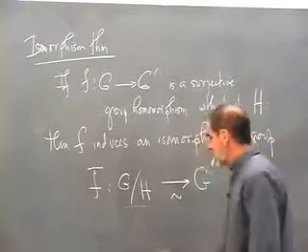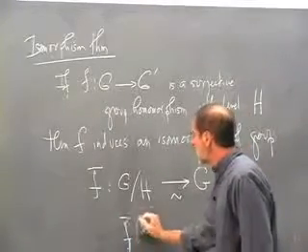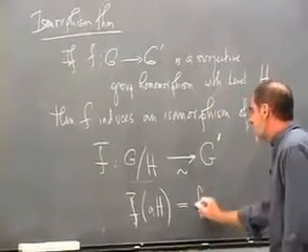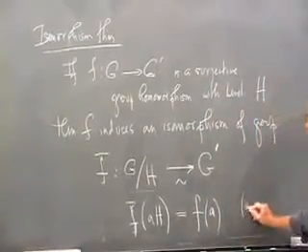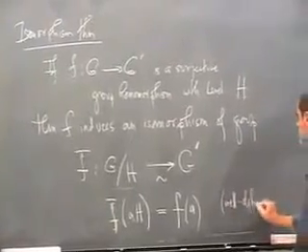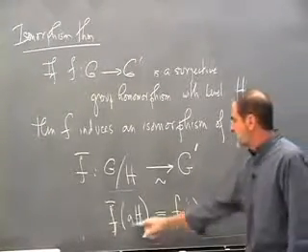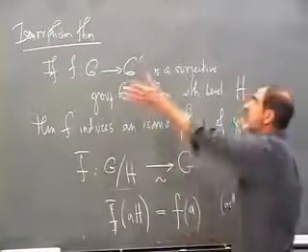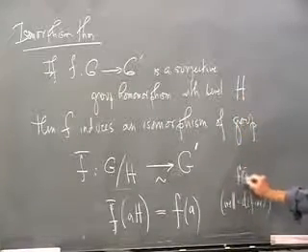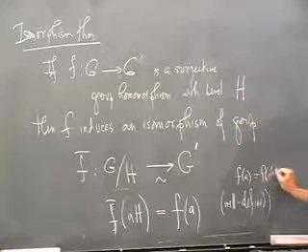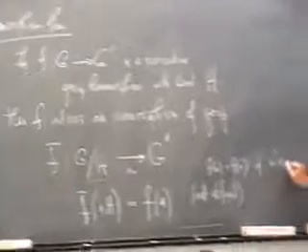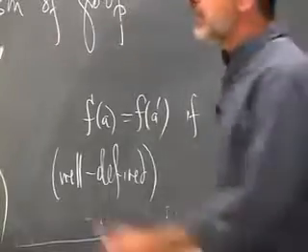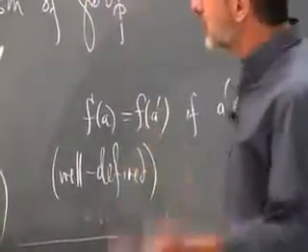And this map, F bar, of the coset AH is equal to, by definition, F of A. And you have to check that that's well defined. Namely, that the value of F is independent of what coset representative I choose. But that's just because the kernel of F is H. So F of A is equal to F of A prime if A prime is another element in AH. That's just because H is the kernel. So that shows that it's a well-defined map.